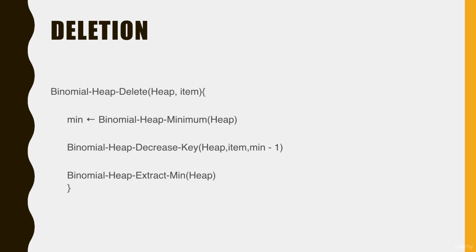Then you call the binomial heap decrease key with arguments the whole heap, the item to be deleted, and using the min minus 1. Then you again call the binomial heap extract min function using the heap as the argument.